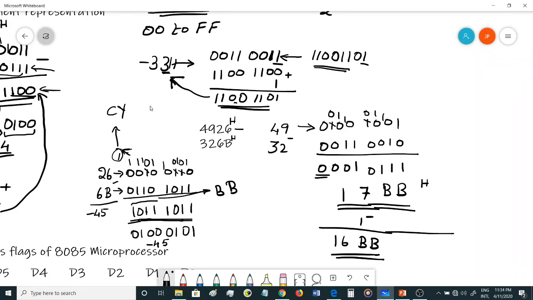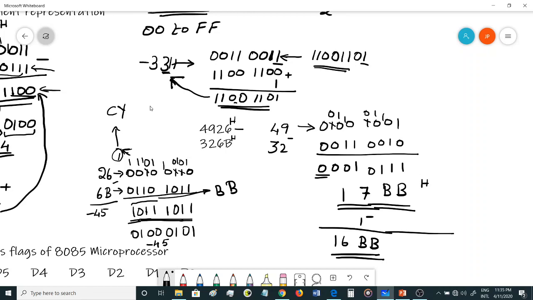There is a borrow that you have taken, assuming that it's a 16-bit number, you have taken a borrow from here, so you need to subtract that as well from the first bit. So that makes it 16 BB, that is your final answer.